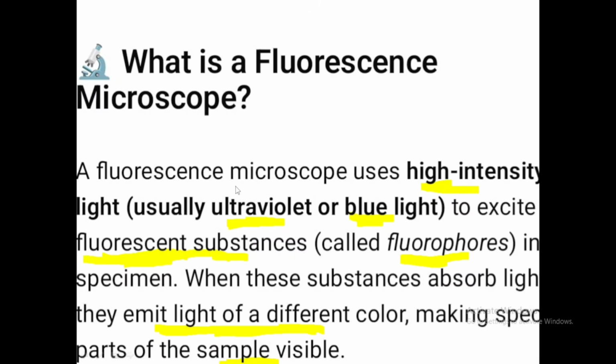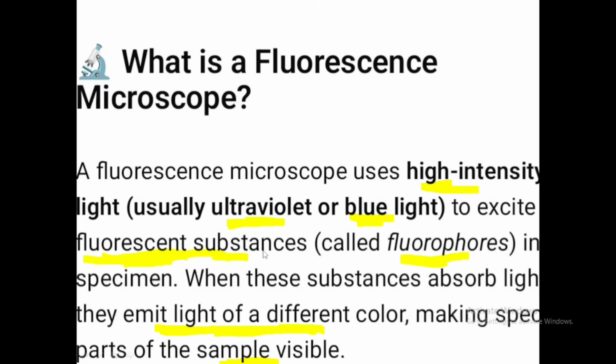Previously, in the light microscope and dark field microscope, we used low intensity light. But here in the fluorescence microscope we use high intensity light, that is ultraviolet light or blue light. This ultraviolet or blue light helps to excite the fluorescent substances.